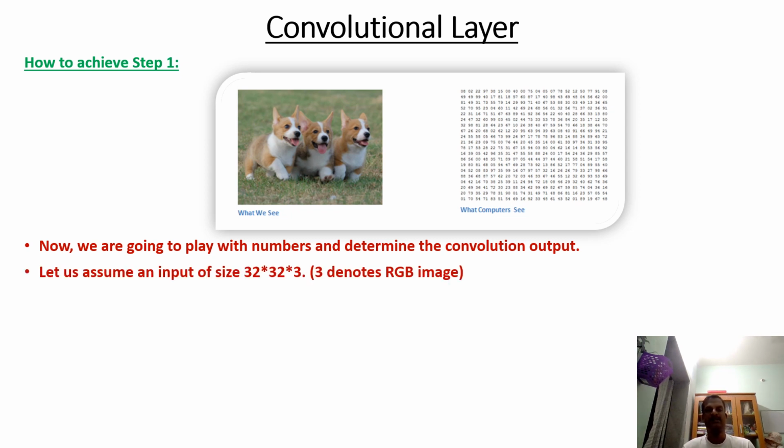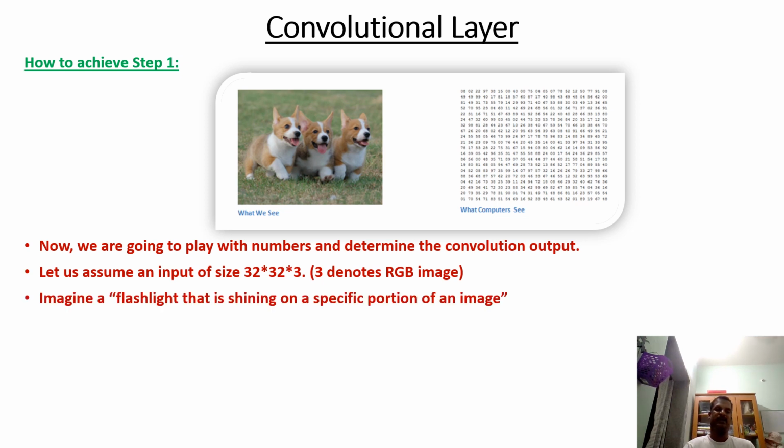Let us assume this image is of size 32 cross 32 cross 3, where 32 corresponds to the row wise pixels and 32 corresponds to the column wise pixels and 3 corresponds to the RGB image. Say for example, if you are using a gray level image, it is also fine. Then you will not have the third element.